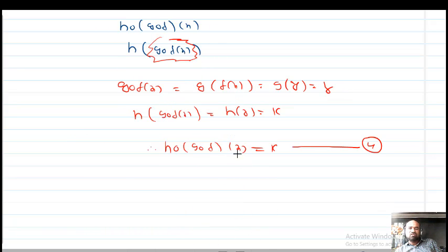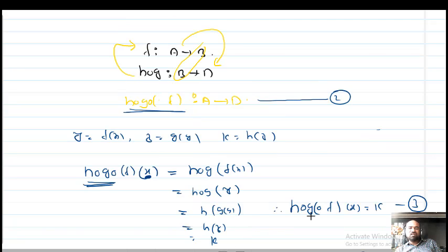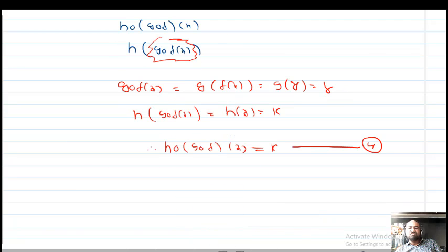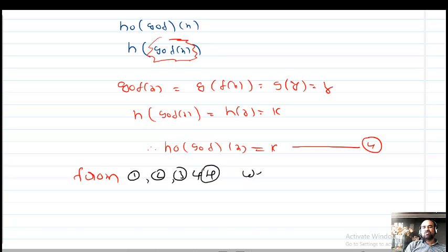See 3 and 4. Image of x with respect to this function is k only. Image of x with respect to this function is k. Just like the rules are the same, and the domains and codomains are the same, then I can say that they are equal. From 1, 2, 3 and 4 we can say H circle of G circle f is equal to H circle G of circle f. What is the meaning of that? Composite functions satisfy the associative property.